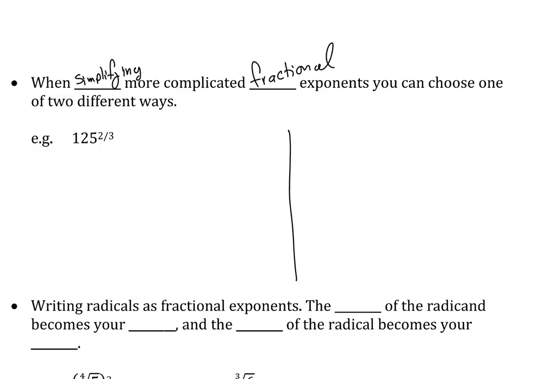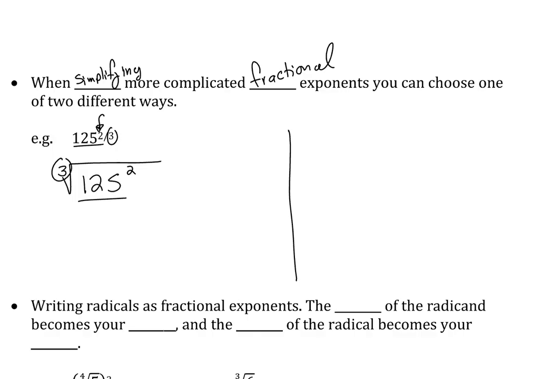So when I see the 3, I know that the index on the radical is going to be a 3. And I see 125 as my base, so that becomes my radicand. And then 2, most of these have been 1, so 125 raised to the power of 2. So for me, this makes the most sense.